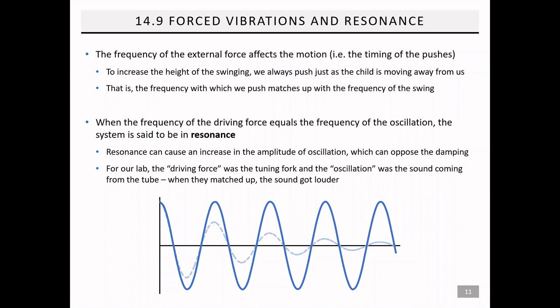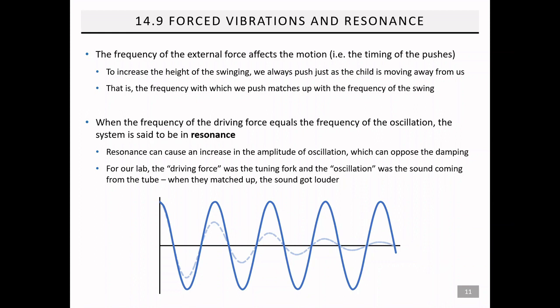So your pushes, the driving force for this swinging motion, occur at the same point of the motion every time. So the frequency with which you are pushing is matching the frequency of the swing. Now we say in general, when the frequency of the driving force equals the frequency of the oscillation, that the system is in resonance. And as with the case of the swing, resonance can cause an increase in the amplitude of oscillation, which can oppose that damping or the friction in the chain.